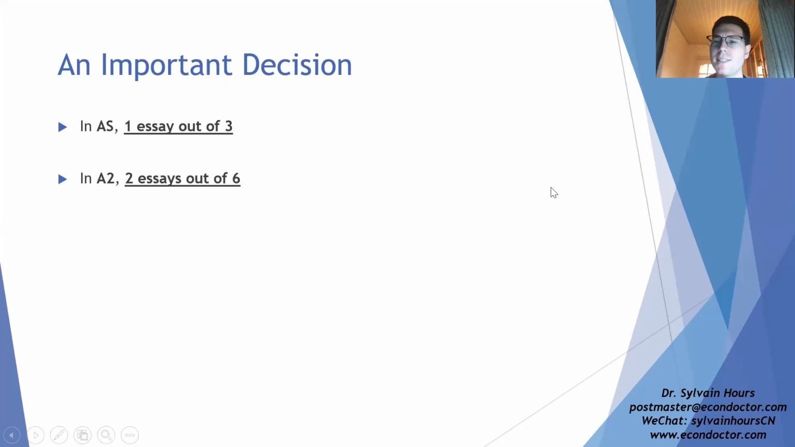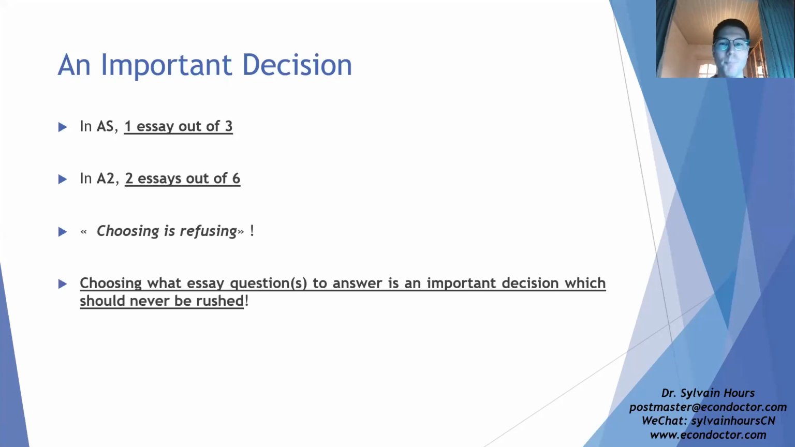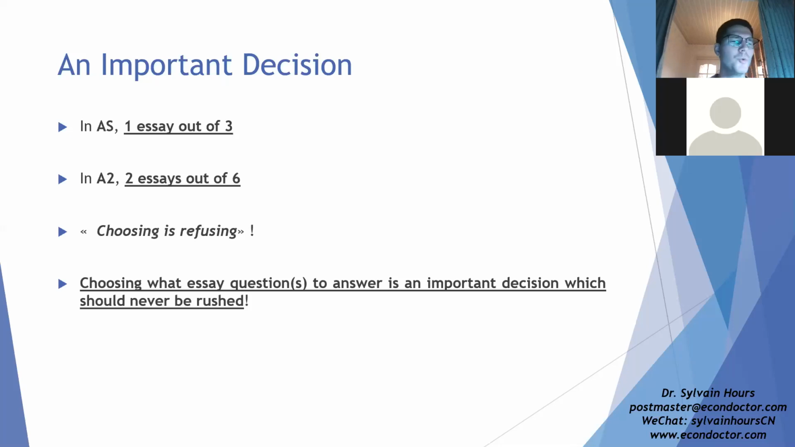But it's actually an important decision. And as economists, we know there is an opportunity cost. If we choose to answer the first essay question, then we lose the possibility of answering the second or third essay question. So we have to make sure that we make the best possible decision. This decision should not be rushed. I am always very worried when I give the question papers to the students, especially in the final exam, and I see them reading the essay questions really quickly, let's say 30 seconds, and 30 seconds later, I see that they start writing.